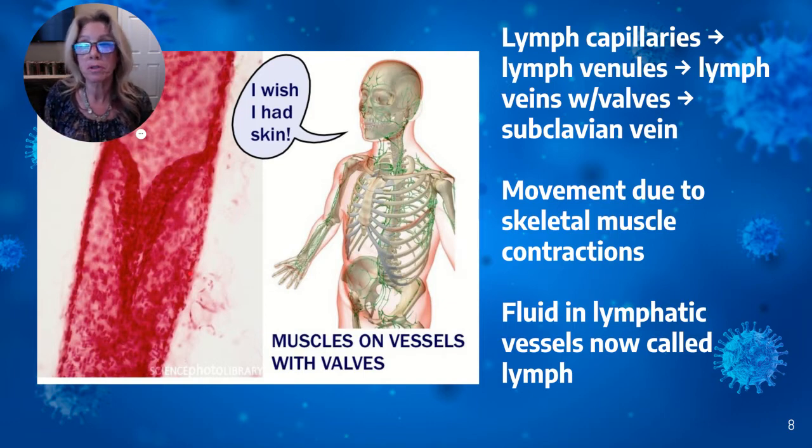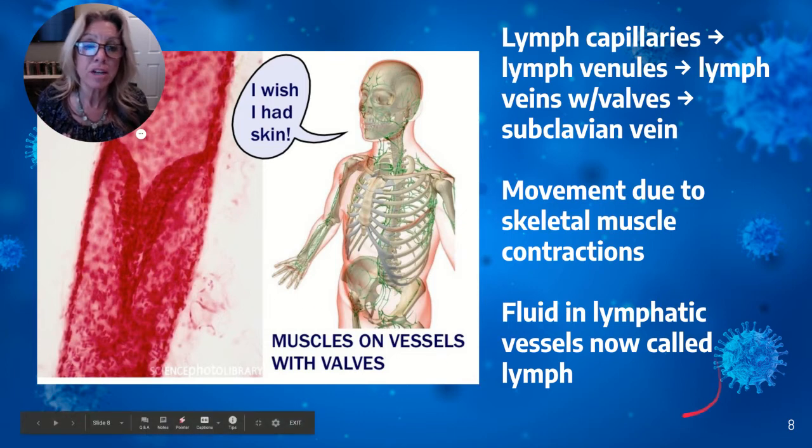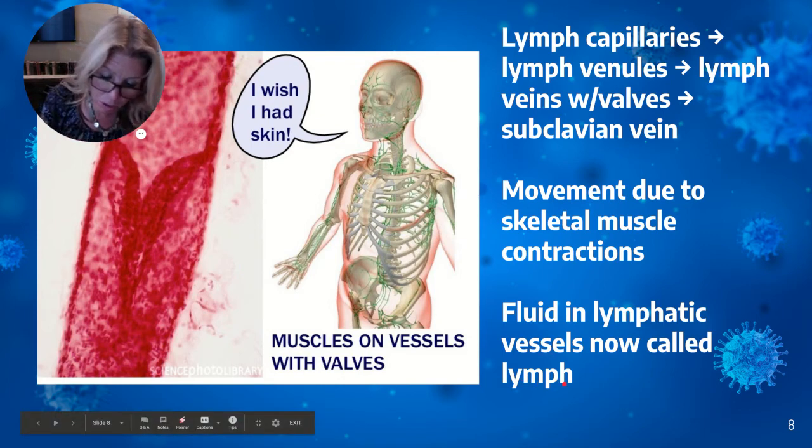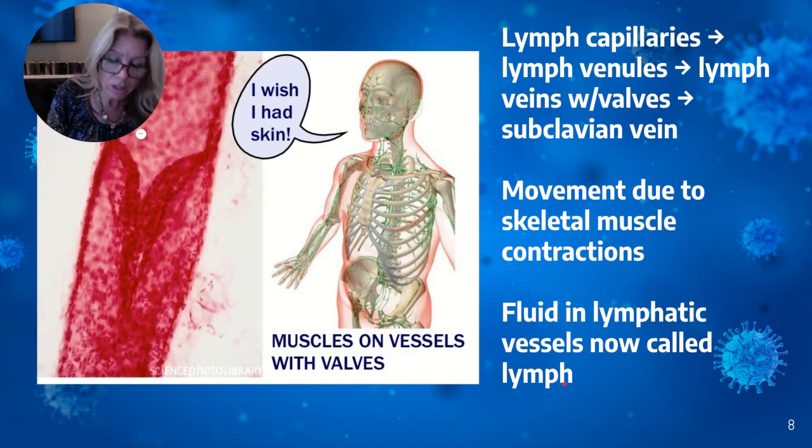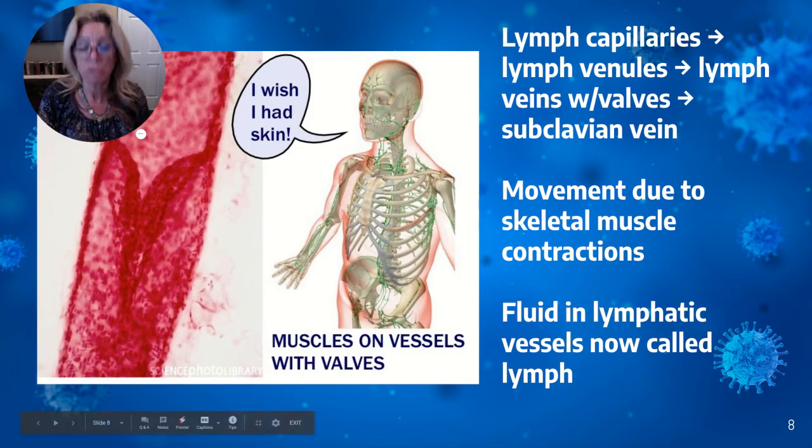How does it move in the lymph veins? Same as your circulatory system. They get compressed by skeletal muscles, and when they get compressed, the fluid has to move, and it can only move in one direction due to the valves. And this fluid in your lymphatic vessels, it's not called tissue fluid anymore. It's not called plasma, right? It's called lymph when it's in your lymphatic system. So once the fluid enters the lymphatic vessels, it's called lymph. And I think you got the one above, movement dependent upon skeletal muscle contractions.